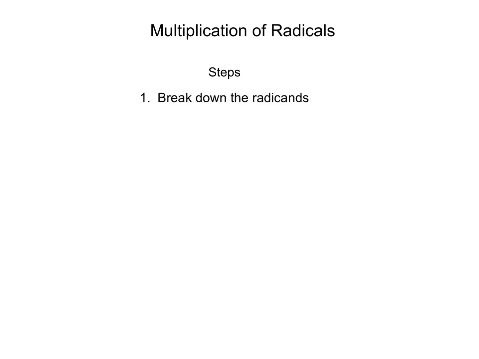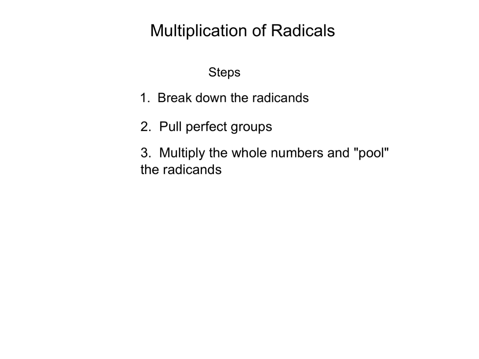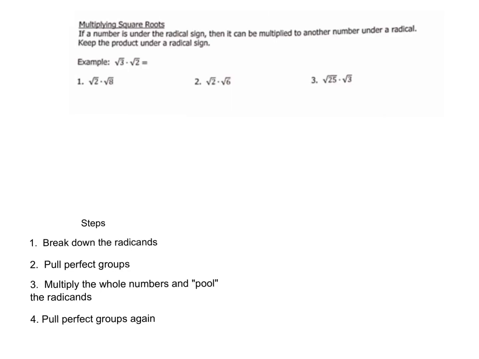The first step is we break down the radicals. After that, we pull our perfect groups. Then multiply the whole numbers and pool the radicands together. I will show you what that means. And then pull perfect groups again just to make sure everything's simple.